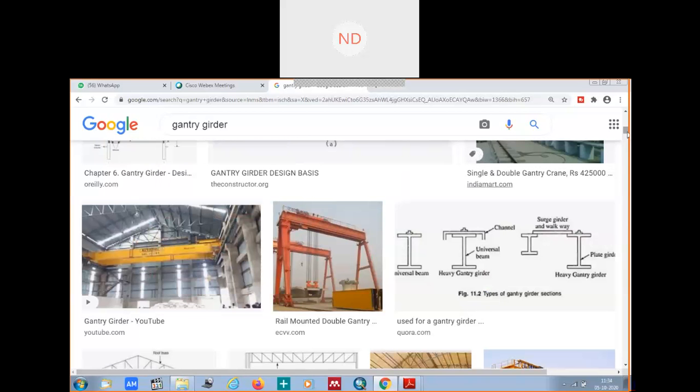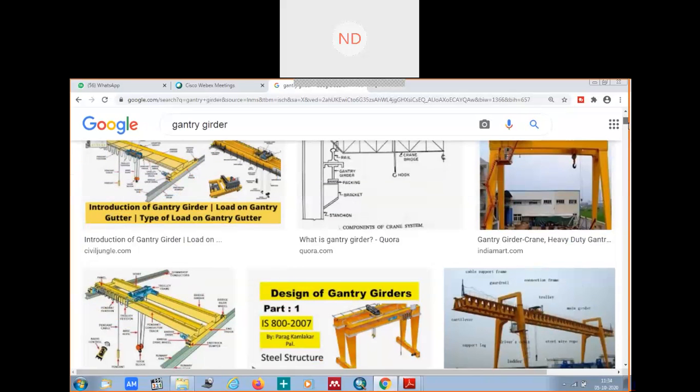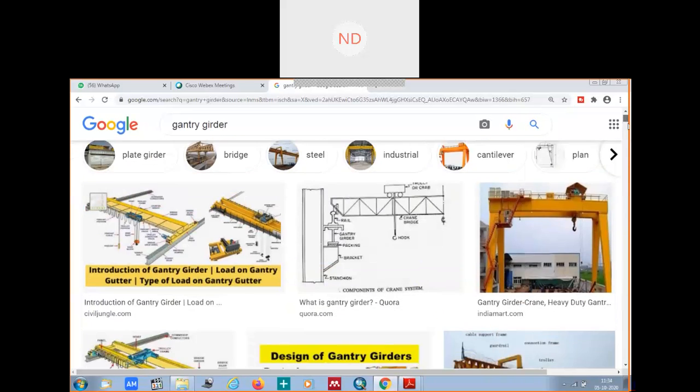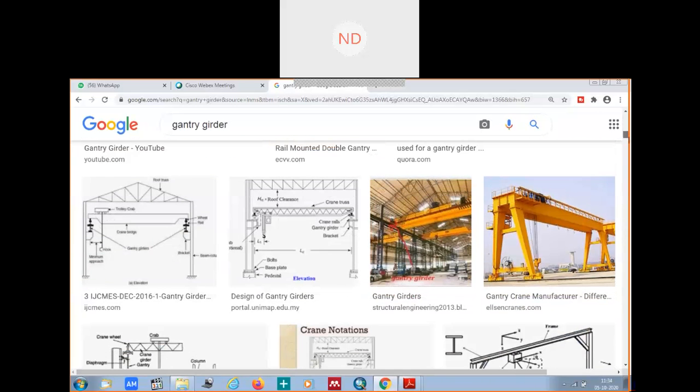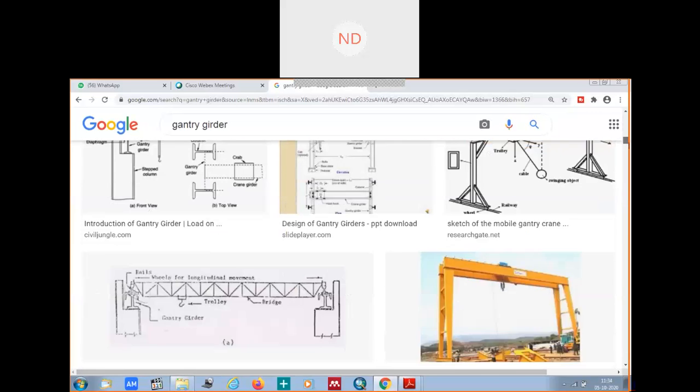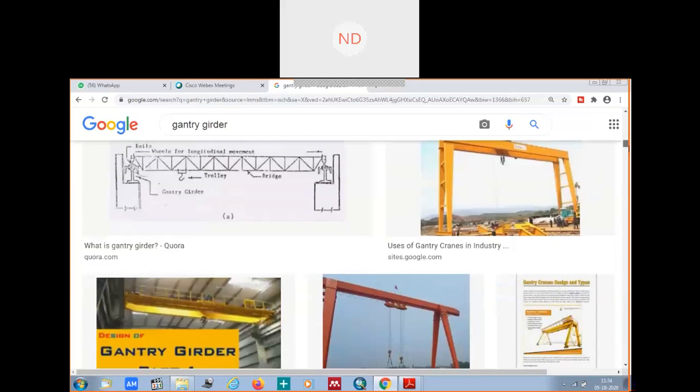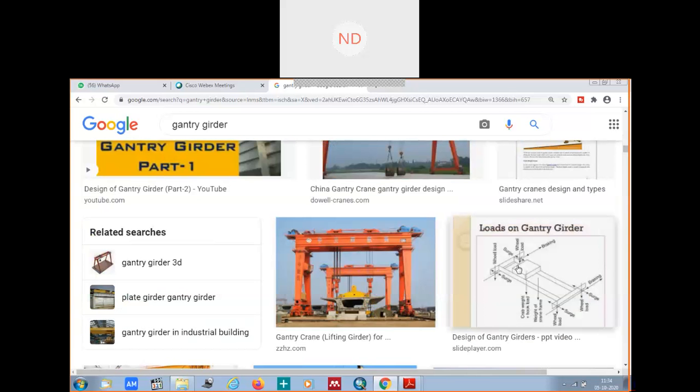You want to see the top view. Here also you can see the top view. This is your trolley which will be moving above the crane girder, and your crane girder will be moving above the gantry girder. Fine. There will be a hoist hook and that clearance, etc. We will know after some time.